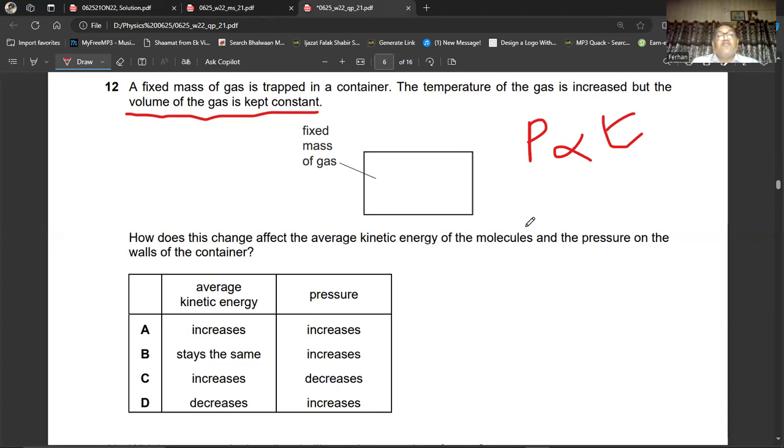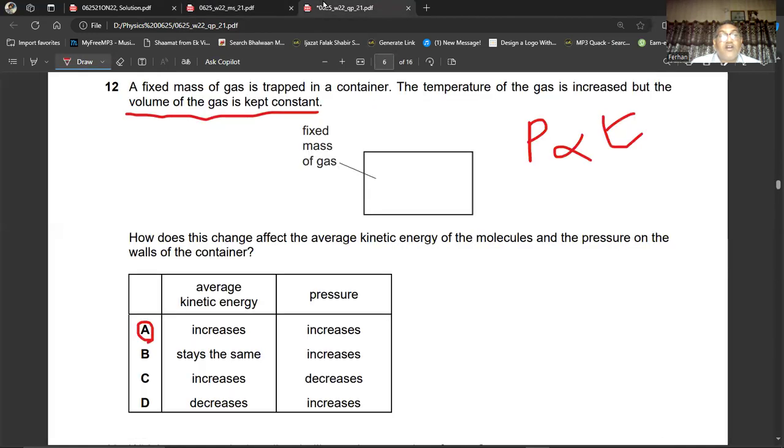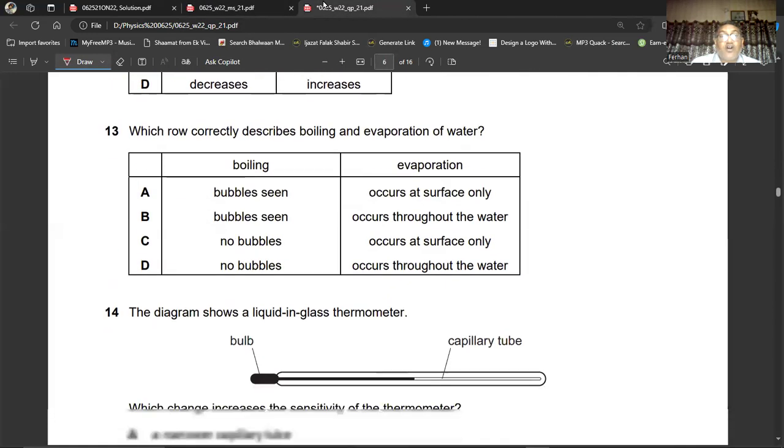How does this change affect the average kinetic energy of the molecules and the pressure on the walls of the container? You see, when you increase the temperature, the speed of the molecules will increase, so the kinetic energy will increase. So the average kinetic energy will increase and the pressure will also increase. So I think A is the option. Question number 12, A is the right option, sir.